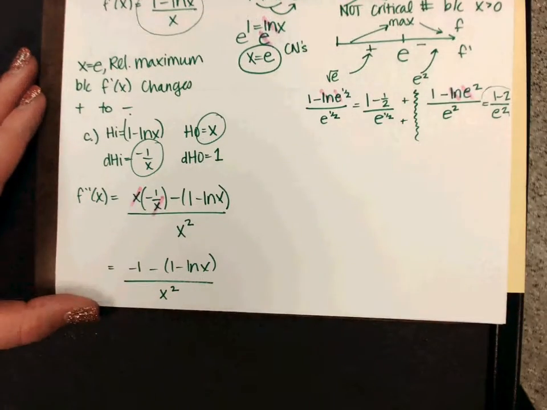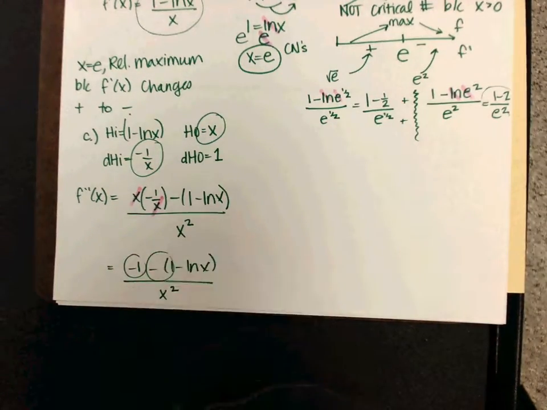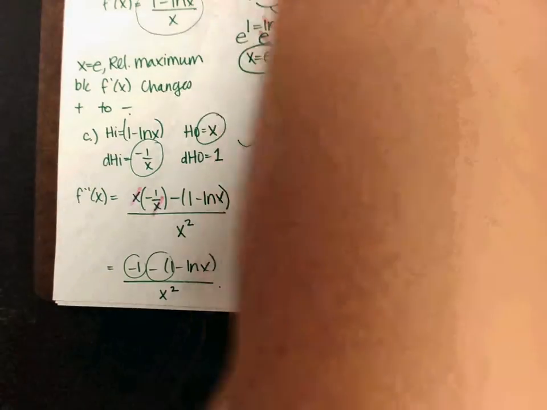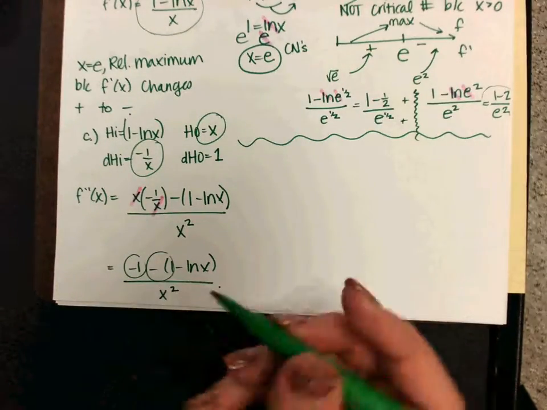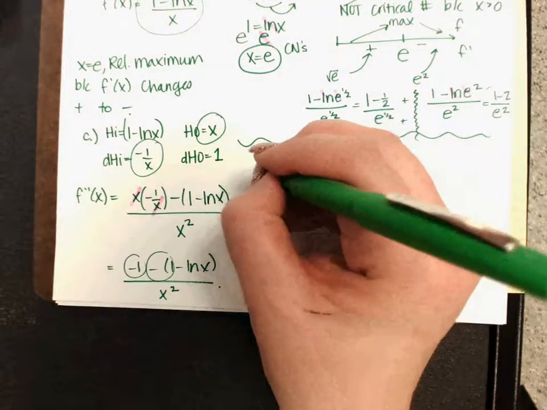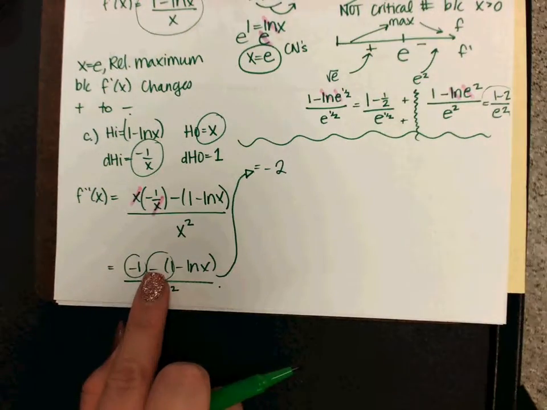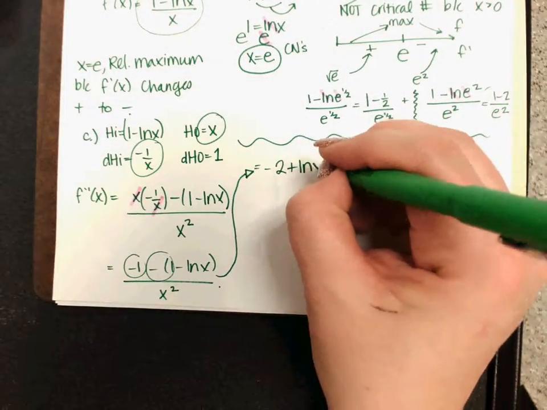Now from there, I'm going to do one more simplification. If this is a negative 1 minus 1 more, then really that's going to be a negative 2. So negative 1 minus 1 more is negative 2. And then if this is a minus and my ln x was minus as well, now it's a plus ln x.